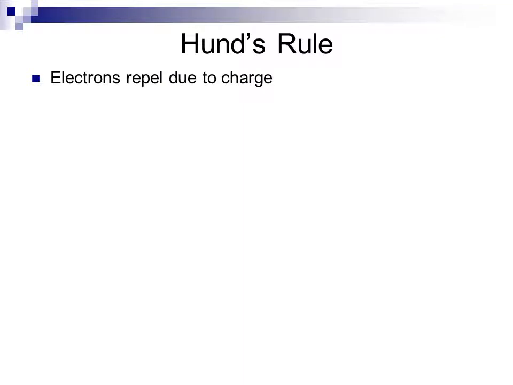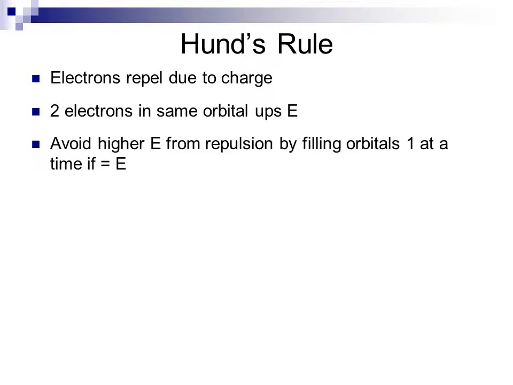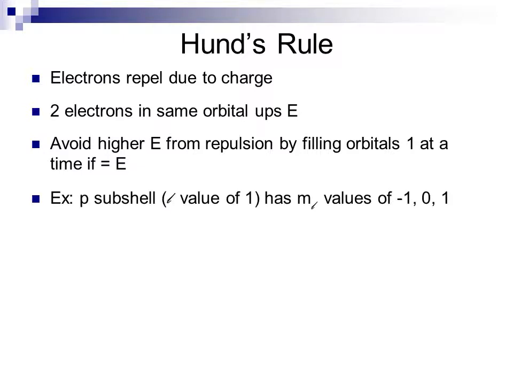Now, Hund's rule states that electrons will occupy degenerate, or equal energy, orbitals one at a time before they begin to pair. This is due to the fact that electrons repel each other because of their charges, both being negatively charged particles. If I put two electrons in the same orbital, it increases the overall energy of that orbital because of the electron repulsion that is going on. So in order to avoid this high energy from repulsion, we fill the orbitals one at a time, so long as the orbitals that we're filling have the same energy.